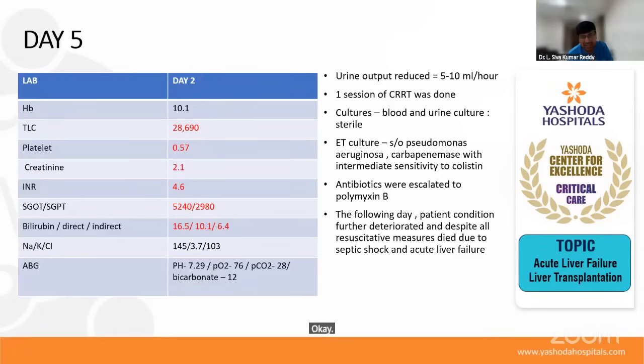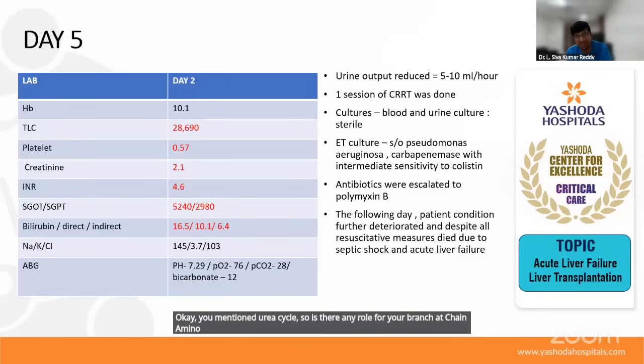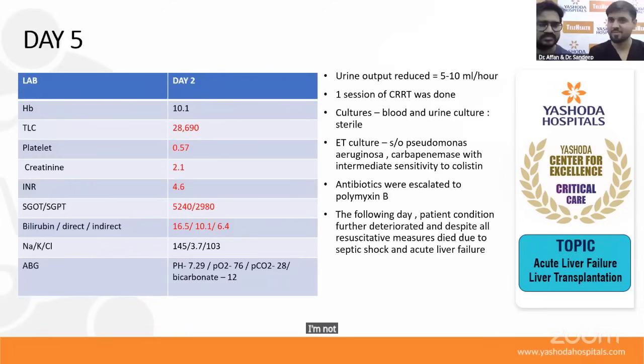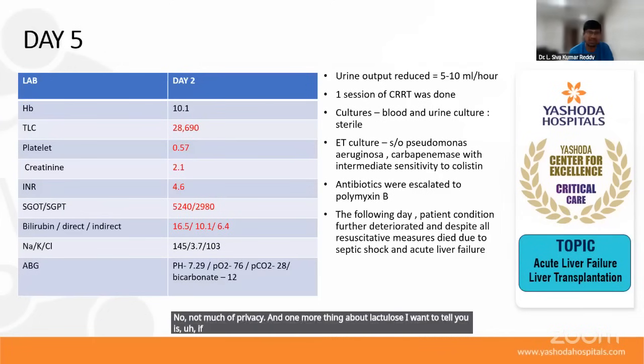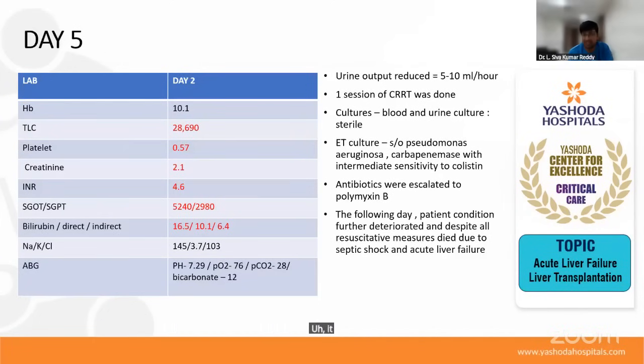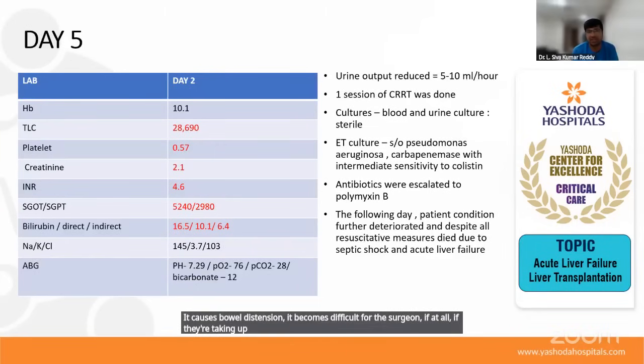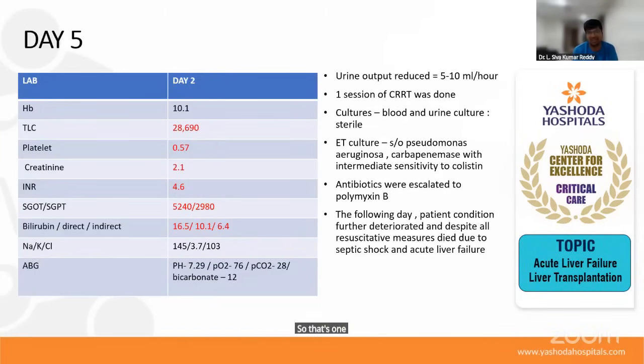Okay, you mentioned the urea cycle. So is there any role for branched chain amino acids in such a scenario? I'm not sure. No, not much. And one more thing about lactulose: if you administer lactulose, it causes bowel distension. It becomes difficult for the surgeon if they are taking the patient up for liver transplant. So you're not supposed to go ahead with lactulose. What you have said is 100% right.